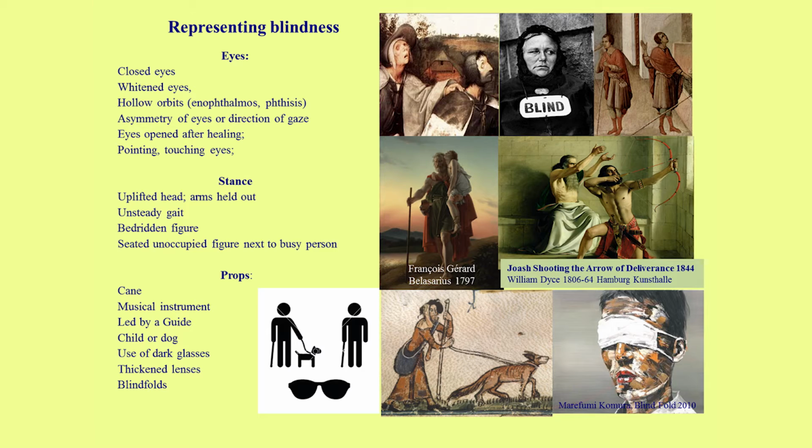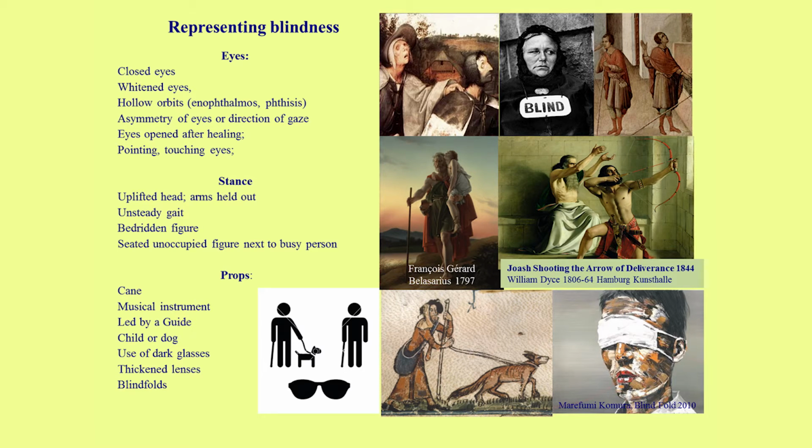We can also look for some of the props. I've mentioned the cane. They might have a musical instrument. They could be led by a guide, including a dog. So seeing eye dogs are a very old invention indeed. They could also use a child, as in this image here of Belisarius with his guide, who unfortunately has just been bitten by a snake and is about to die. And there's the snake wrapped around this child's ankle, leaving Belisarius pathetically on his own in this world in which he has been blinded.